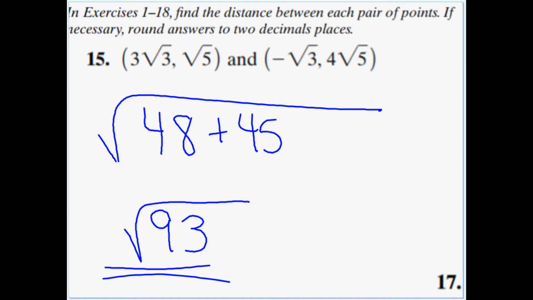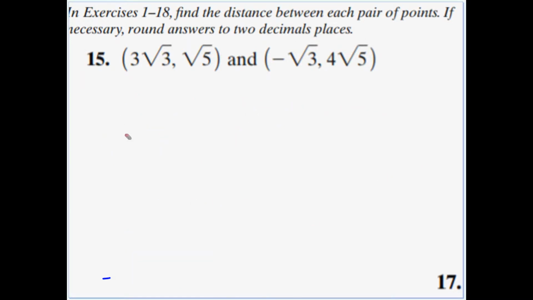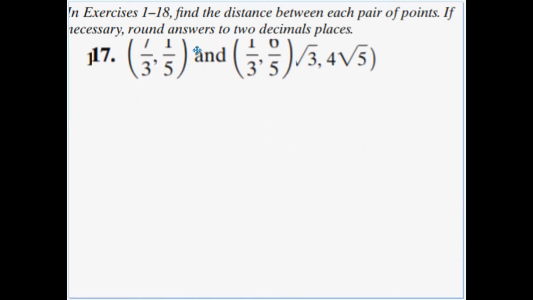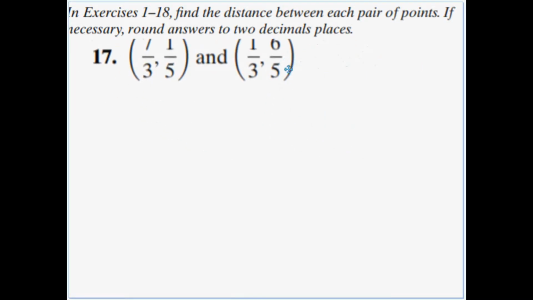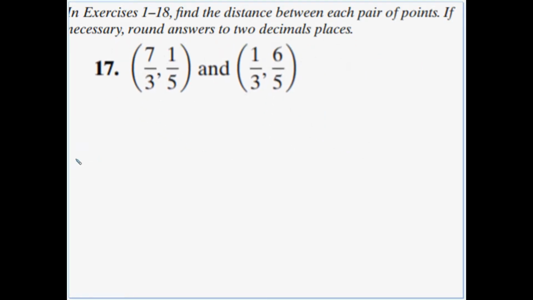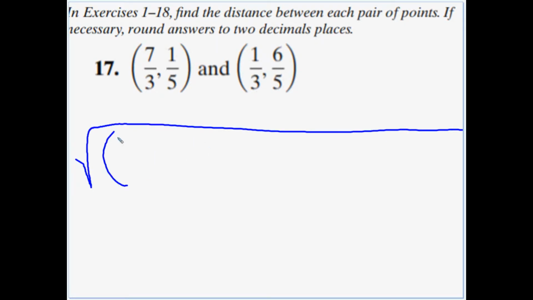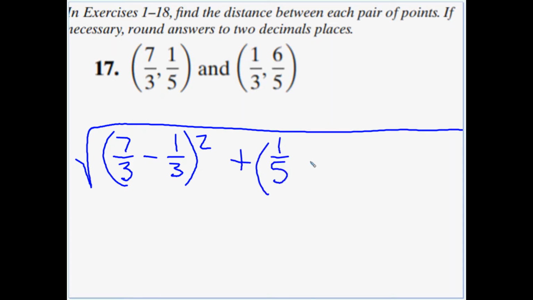Okay, next one. Let me get that out of there. I believe we had some fractions. There it is. Okay, again, the distance formula, we have a big old radical. And then we're subtracting our x's. So my first x is 7/3 minus my next x, which is 1/3. That will be squared. Plus y values. First y value is 1/5 minus the next one is 6/5, also squared.